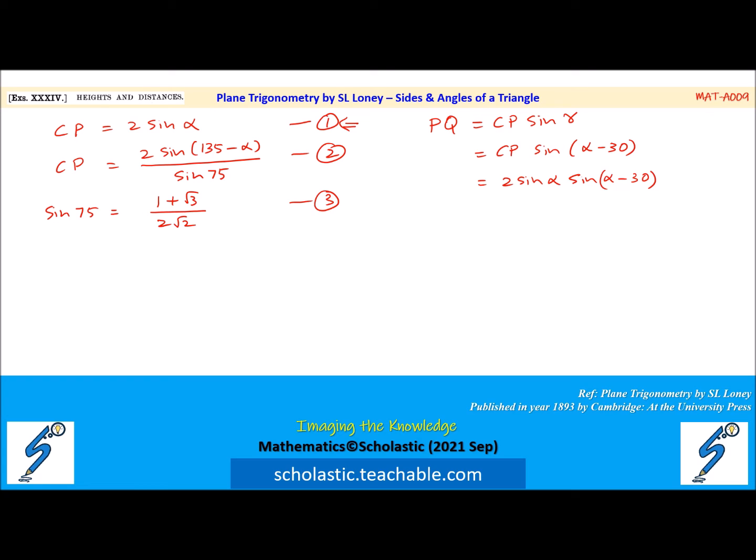So from 1, 2 and 3, we can write 2 sine alpha is equal to 2 sine of 135 minus alpha, which we can expand as sine 135 cos alpha minus cos 135 sine alpha, divided by sine 75.